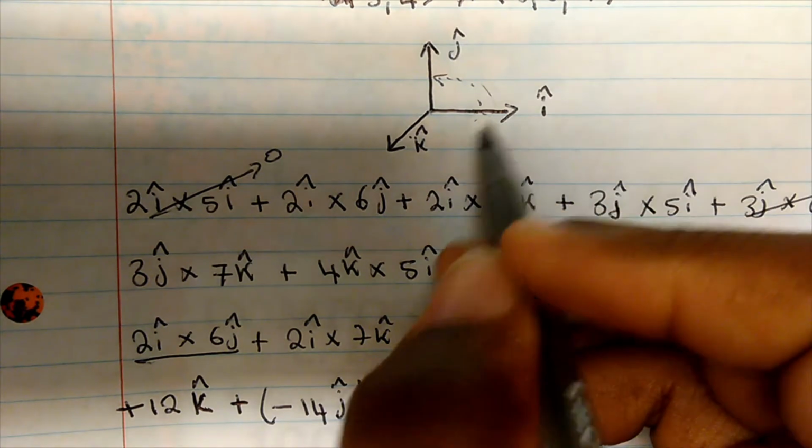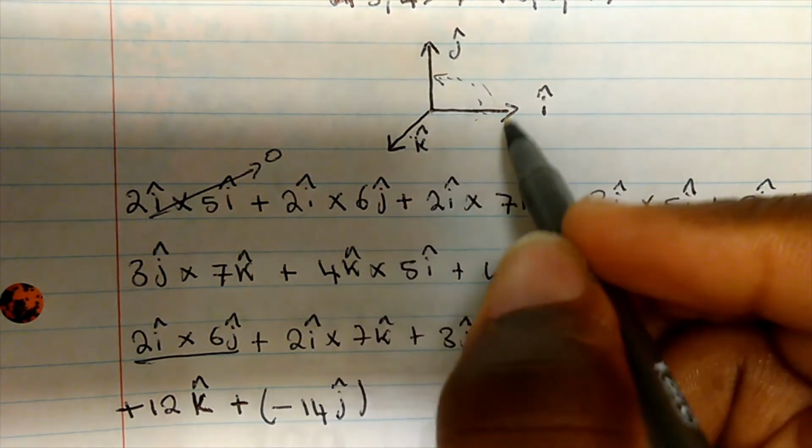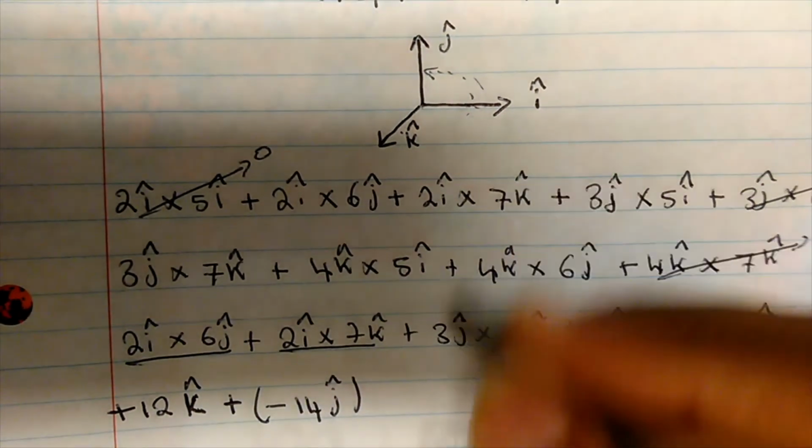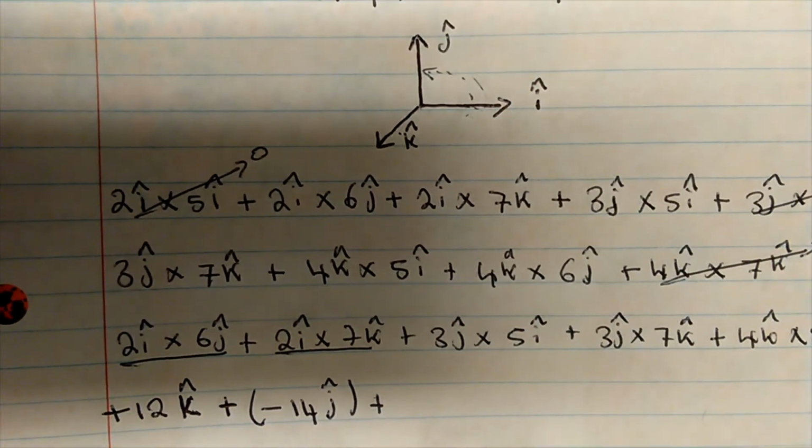Yeah, because we're going I hat crossing the K hat. That will give us a J hat. And we're going clockwise. So that is defined as negative. Okay, so we're done with that. And then we have our plus sign again.